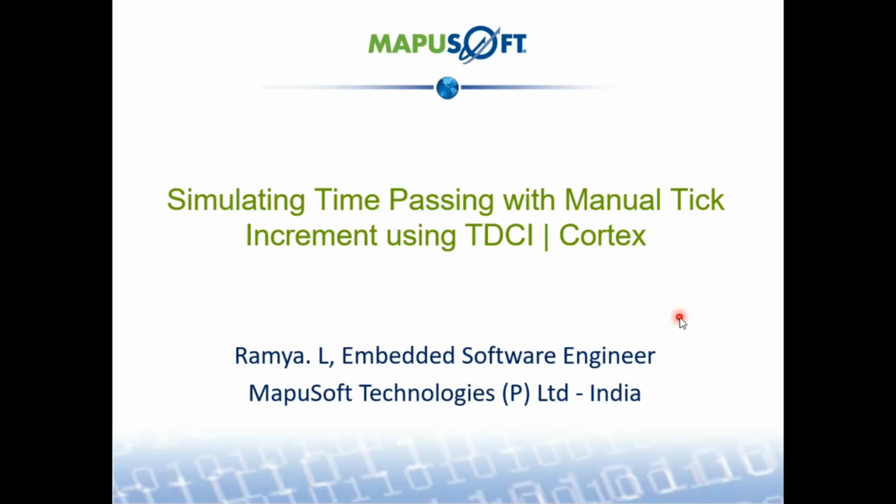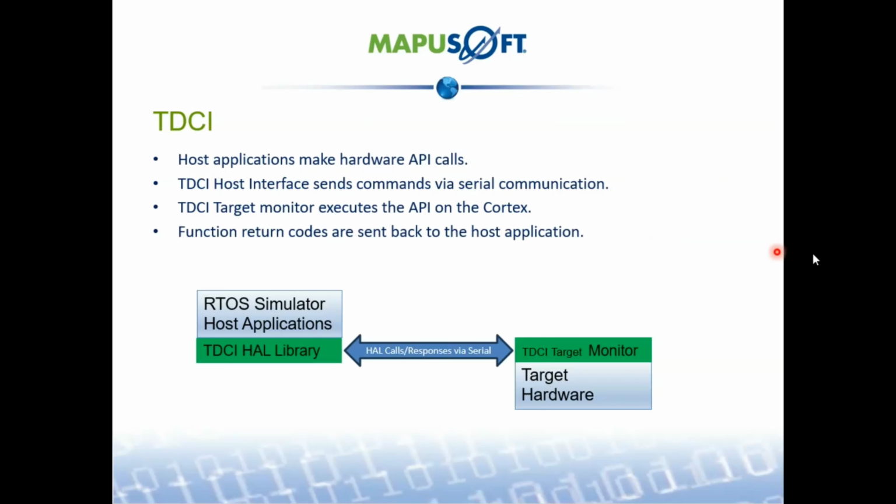Welcome to this demo of the project titled Simulating Time Passing with Manual Tick Increment using TDCI and Cortex. In this project, we will explore how to manually adjust time delay by setting and retrieving the system tick frequency using the Cortex-HAL function. The LED toggles at regular intervals, demonstrating how time-based operation can be controlled mathematically through frequency adjustments. So let's see what TDCA is first.